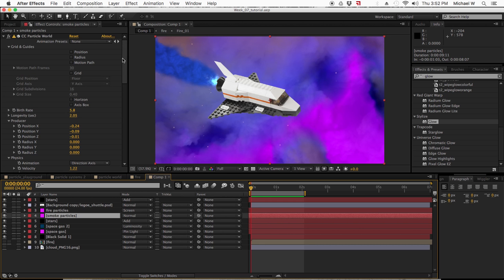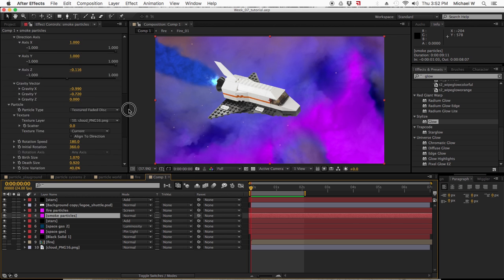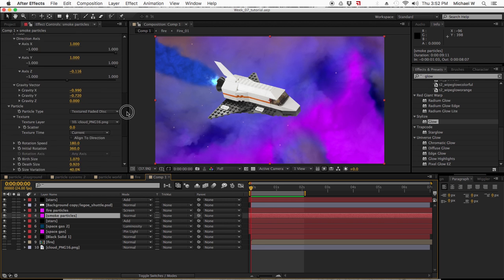I turned off the grids and the horizon in all of these. So the smoke particles, I also had to go in and change my direction axis in the physics to get this to match up, and the gravity. That's how I got these to shoot in the direction I wanted, by playing around with my gravity X, Y, and Z and my direction axis X, Y, and Z for both particle effects.